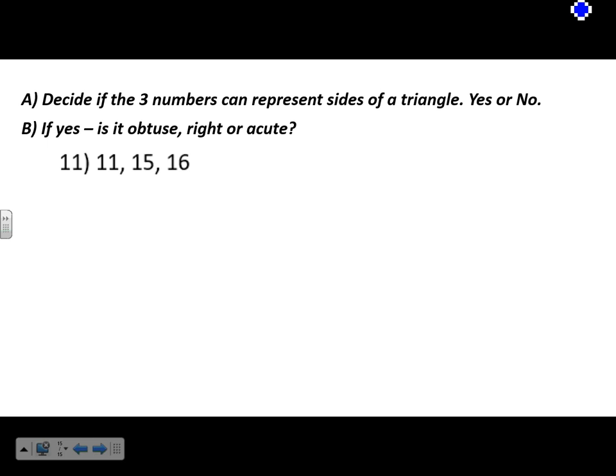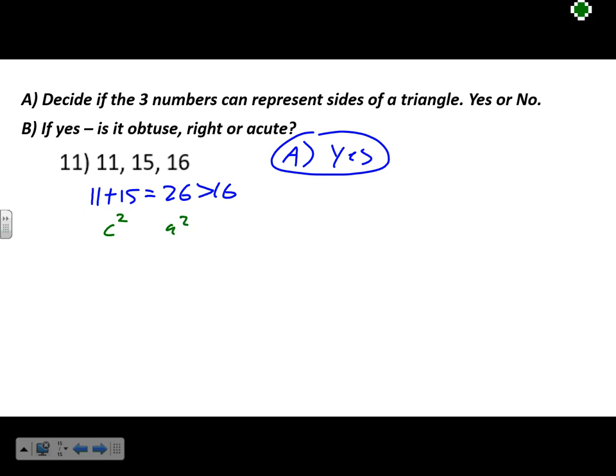And this one we have 11 plus 15. This one's pretty obvious. It's going to be a triangle, but that's going to be 26. 26 is bigger than 16. So for A, that is yes, it is a triangle. But then C squared, then we have A squared plus B squared. I should have written it like that the first time. Is C squared, the longer side, is it bigger than or smaller than? Well, 16 squared. Then we have 11 squared plus 15 squared.